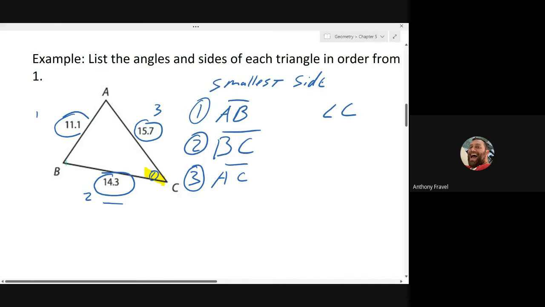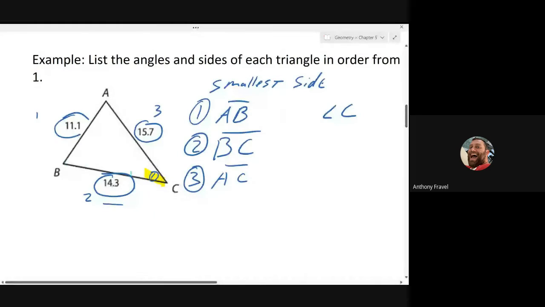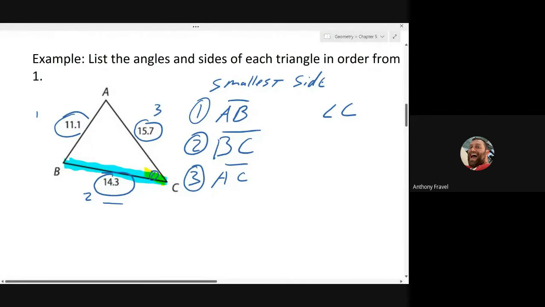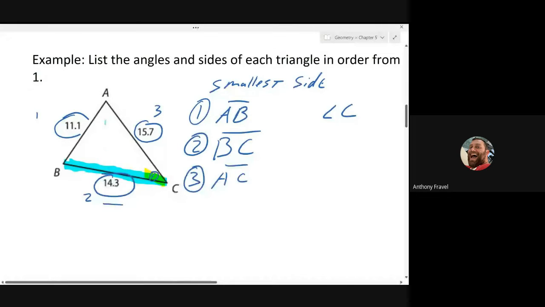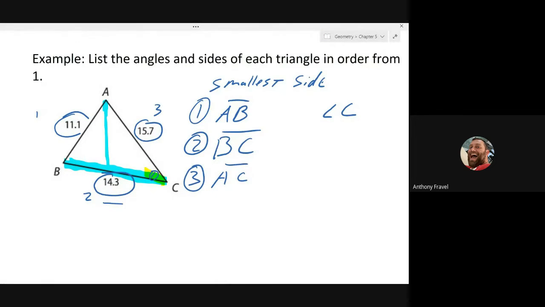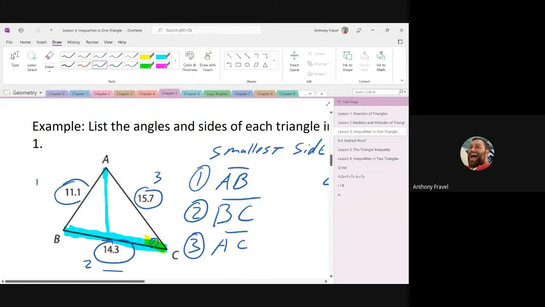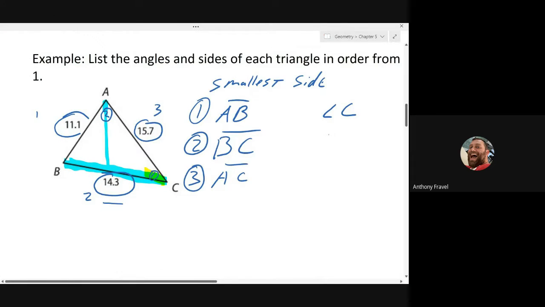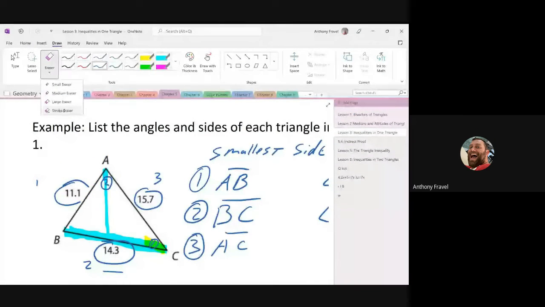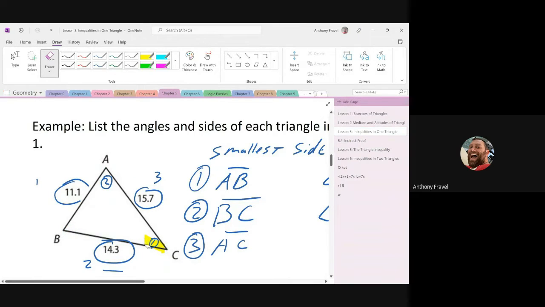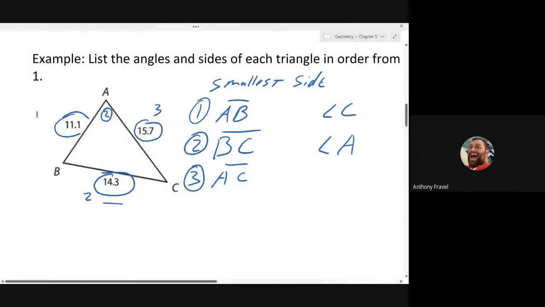All right, on to the next side. I'm going to get a highlighter here. That middle one, that Goldilocks one, not too big, not too small, in the middle, just right. That's going to be side BC. BC is that middle one. And if we look straight across that triangle, and I make a little mark to show straight across that triangle, I see that angle A is completely opposite from side BC. So I'm going to put down angle A, and that is going to show that angle A is going to be the middle size for that triangle.